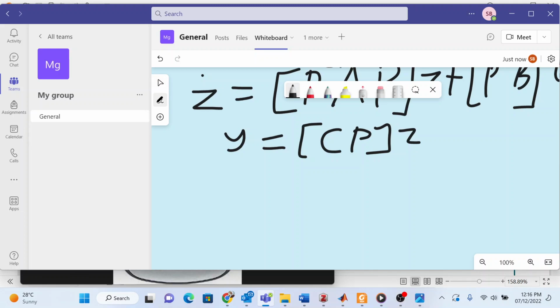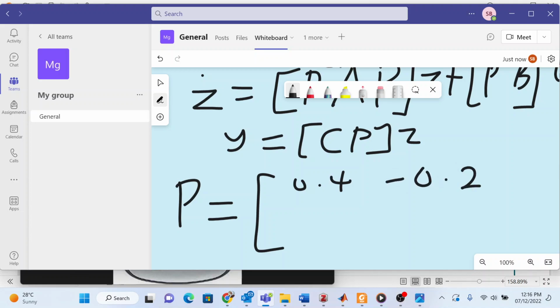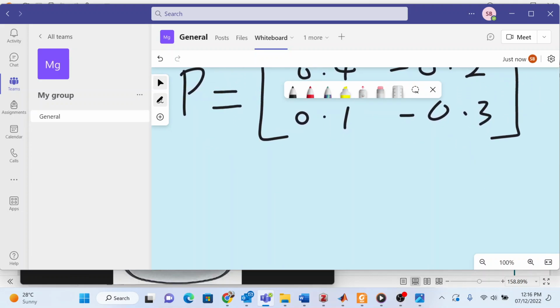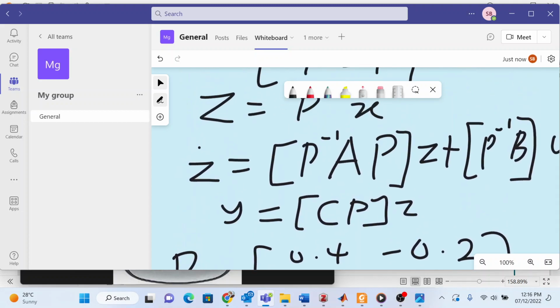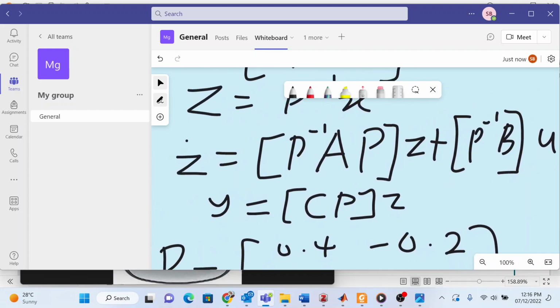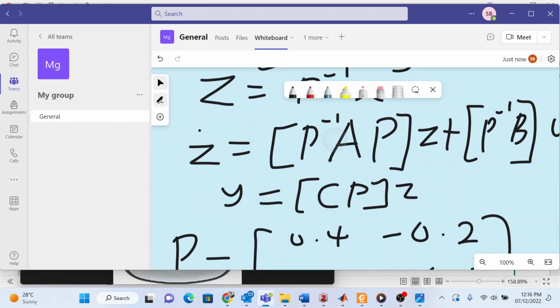So your P, which is now the inverse of this P inverse, will be equal to 0.4, and with your calculator you get all these things out, 0.2, 0.1, minus 0.3. Once you have done that, you've gotten your P. Now we want to get P inverse of AP. We are following this particular formula, so we need to get this out.